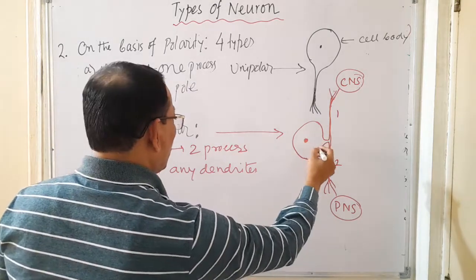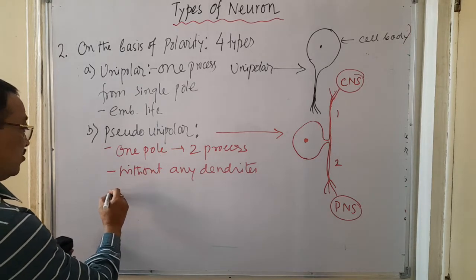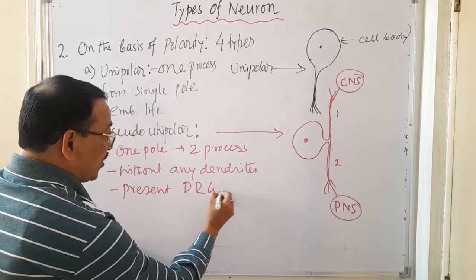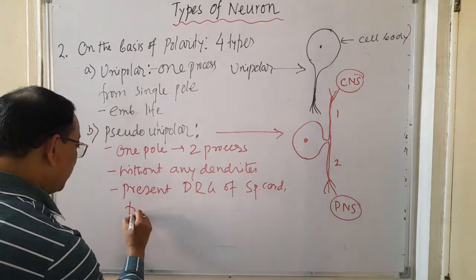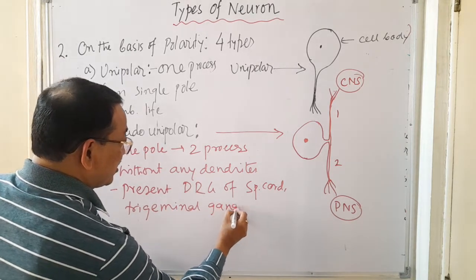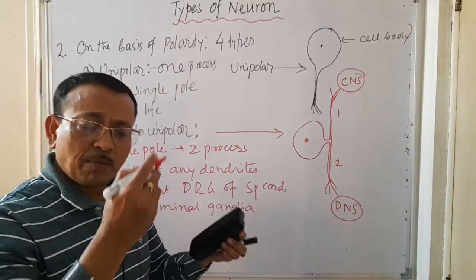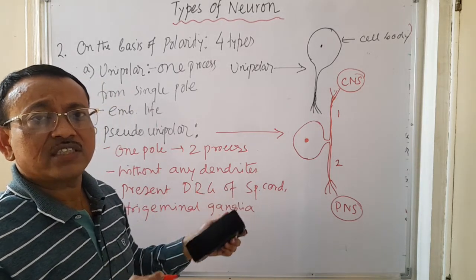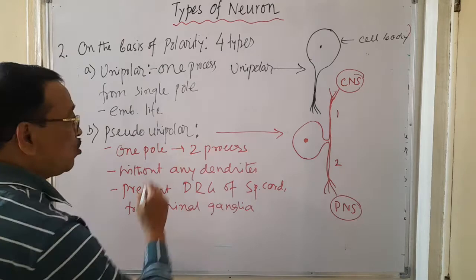So this is the type of neuron known as the pseudo unipolar neuron, and these are present in the dorsal root ganglia of the spinal cord, and also in the trigeminal ganglia. In the brain, some neurons are also pseudo unipolar, like the brush cells of the cerebellum.